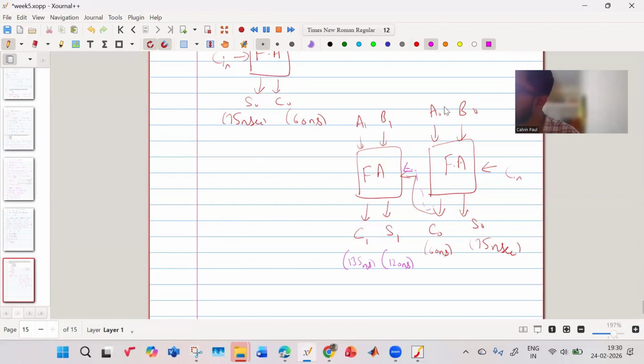Then you have another full adder. This has your A2, B2, you have your C2, you have your S2, and this is going over here. So at this time, it has become 135 nanosecond. So S2 will then become 135 plus 60, that comes out to be 195 nanosecond. And C2, it is 135 plus 75, right?